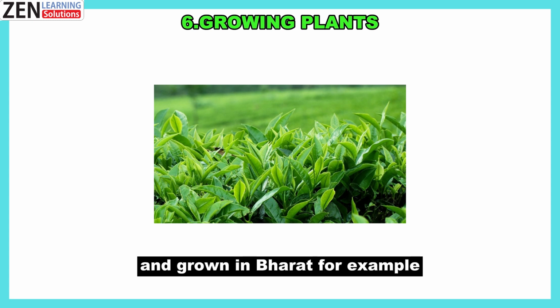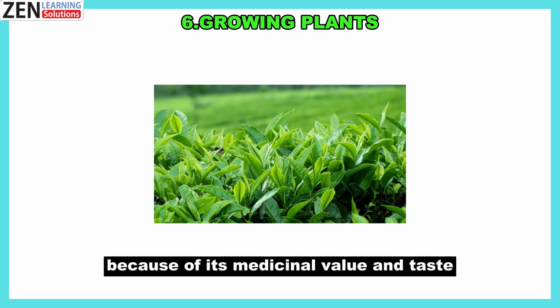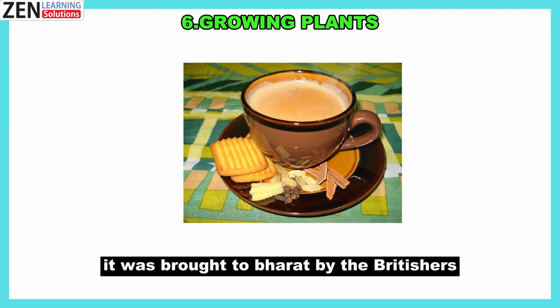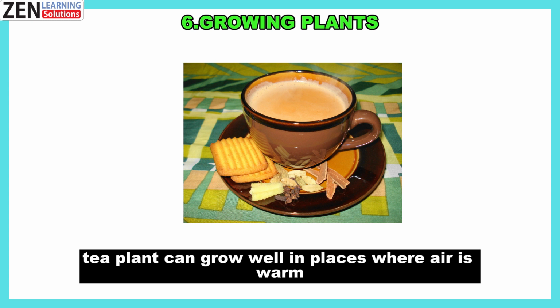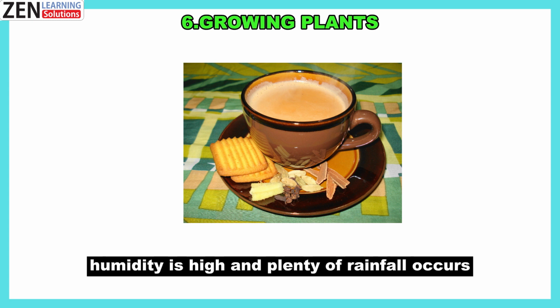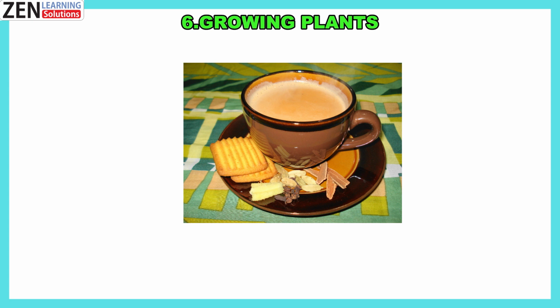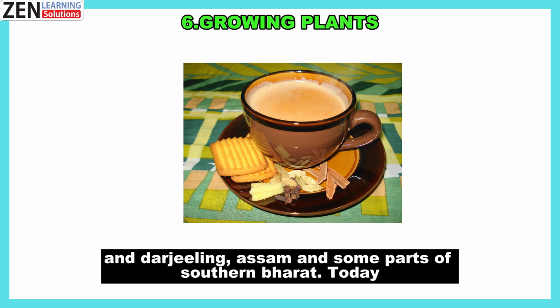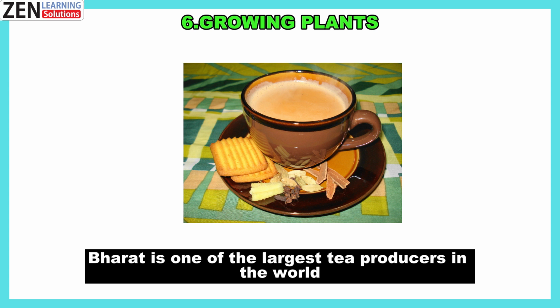For example, tea was discovered in China in 2700 BC and they started growing it because of its medicinal value and taste. It was brought to Bharat by the Britishers. Tea plant can grow well in places where air is warm, humidity is high and plenty of rainfall occurs. In Bharat, the places favorable for the growth of tea are Darjeeling, Assam and some parts of southern Bharat. Today, Bharat is one of the largest tea producers in the world.